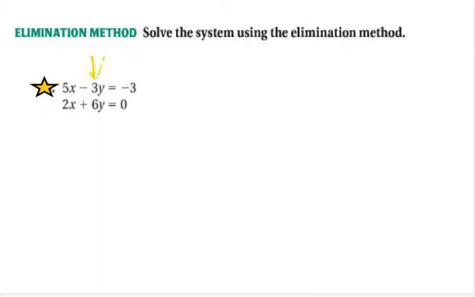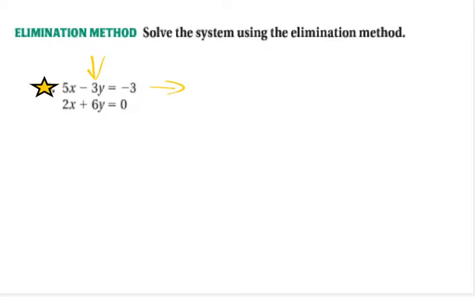So I'm looking at the y's, and I noticed that if I multiply the top equation by 2, my y values will have the same coefficient but opposite signs. I think it's easier to have them opposite signs so we can add later. You could have the same signs and subtract later, but I would suggest getting them the opposite signs.